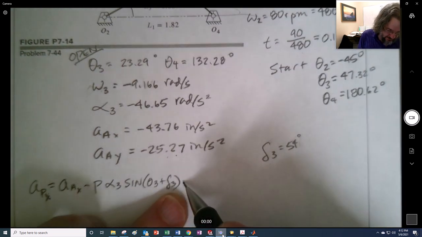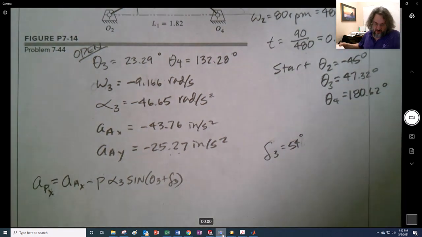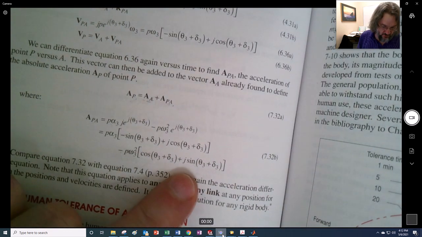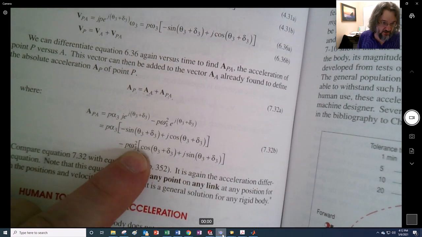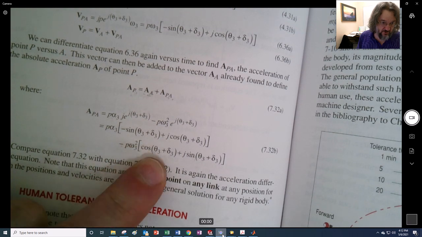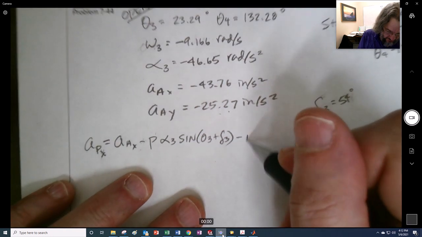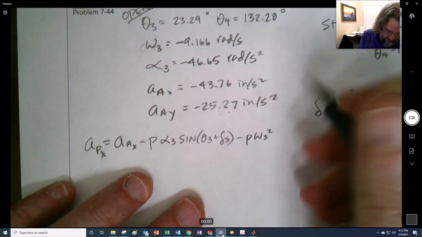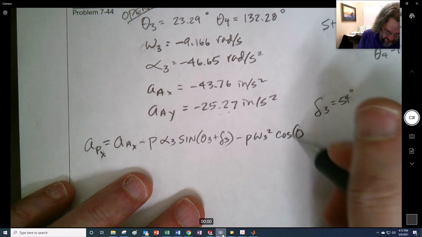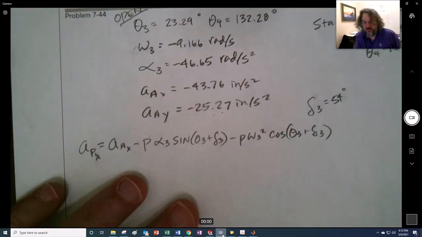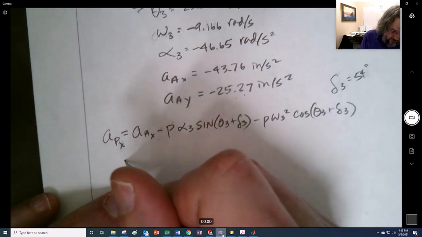And so this is actually the tangential, right? Because it's times the alpha. So now you have to have the normal, which is P times omega 3 squared times the cosine of theta 3 plus delta. And this is also negative. I don't know why we call it delta 3, but that's okay. We'll do it. So let's shove some numbers in there.